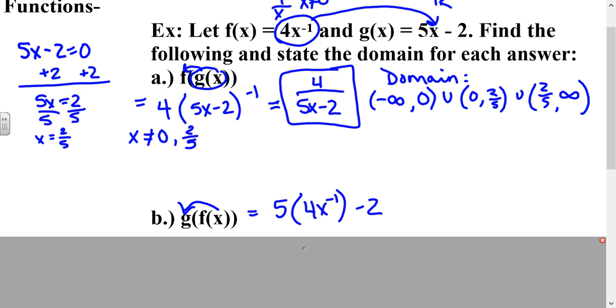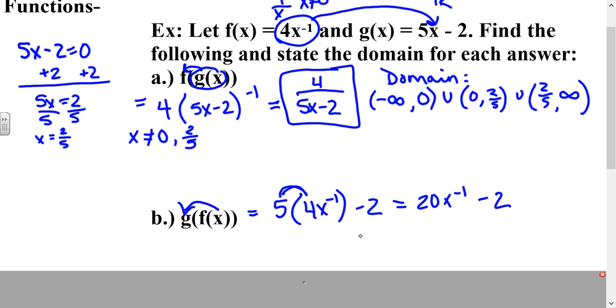So if I have 5 times 4x to the negative first, I can multiply these. So that would equal 20x to the negative first minus 2. Now I don't want to have any negative exponents in my answer, so I have to move the x part down to the bottom. Now that's only with the 20, so I'm going to have 20 over x minus 2, and that would be my answer.